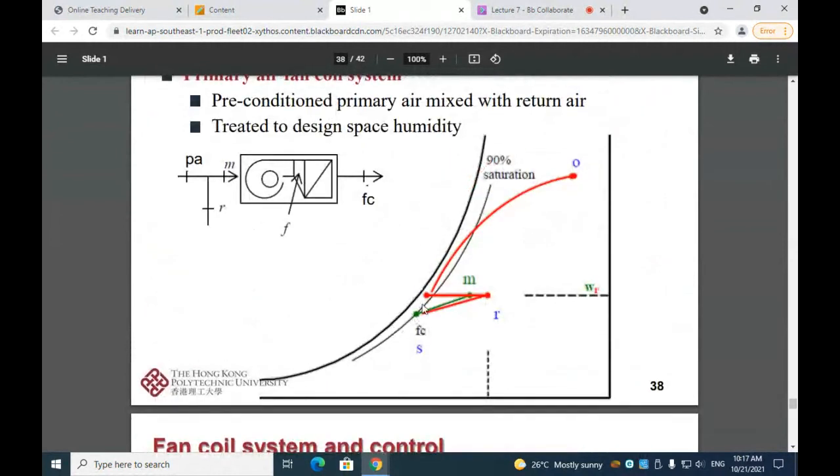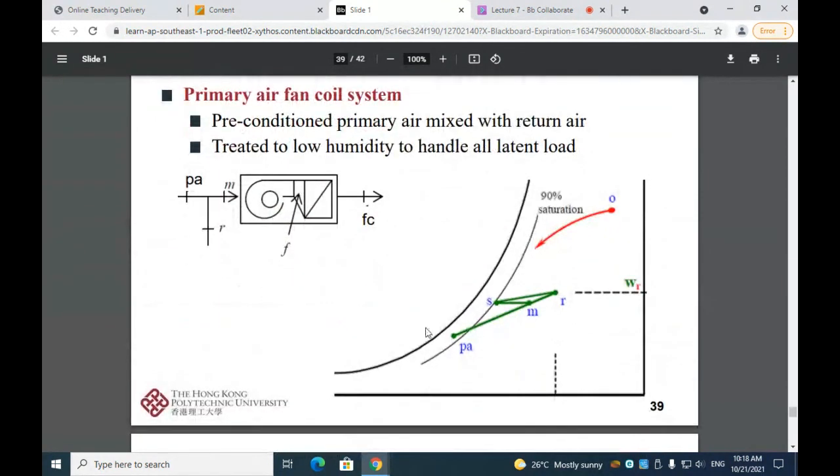Compared with here, we have this return air and primary air mixed here, and then it will pass through a wet cooling coil, like here. And for here, we can see that the primary air is already at a very low relative humidity. A very low humidity ratio.